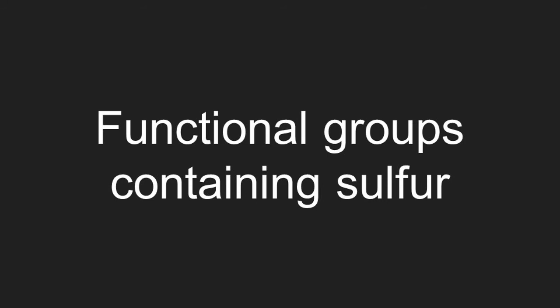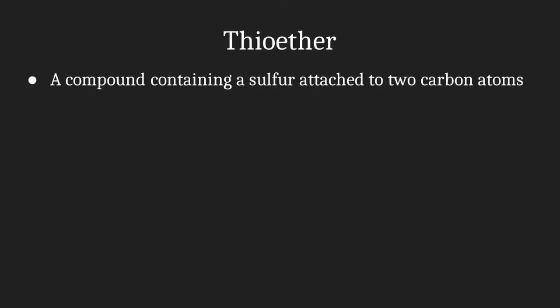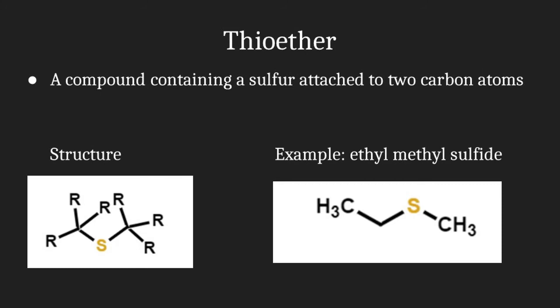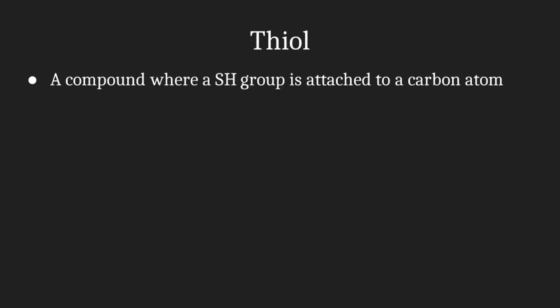So the first type we are going to talk about is a thioether. This is a compound where a sulfur is directly attached to a carbon on each side of it, as shown in the structure. And a good example of this is ethyl methyl sulfide, where a sulfur is attached to a CH3 and then attached to an ethyl group. This thioether is the sulfur analog of a regular ether that would contain oxygen. The next type is a thiol. This is the analog of an alcohol.